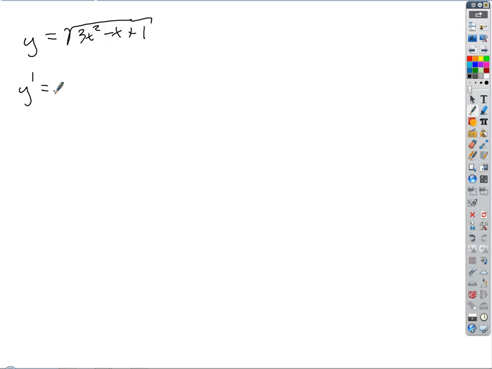Well, okay, so I'd want to rewrite the original probably. Square root is a 1/2 power, right? So we'd write it like the quantity 3x squared minus x plus 1 to the 1/2. And then on the outside, it's just the power rule, right? Something to the 1/2. So what's the derivative of something to the 1/2? 1/2 times something to the minus 1/2, right?